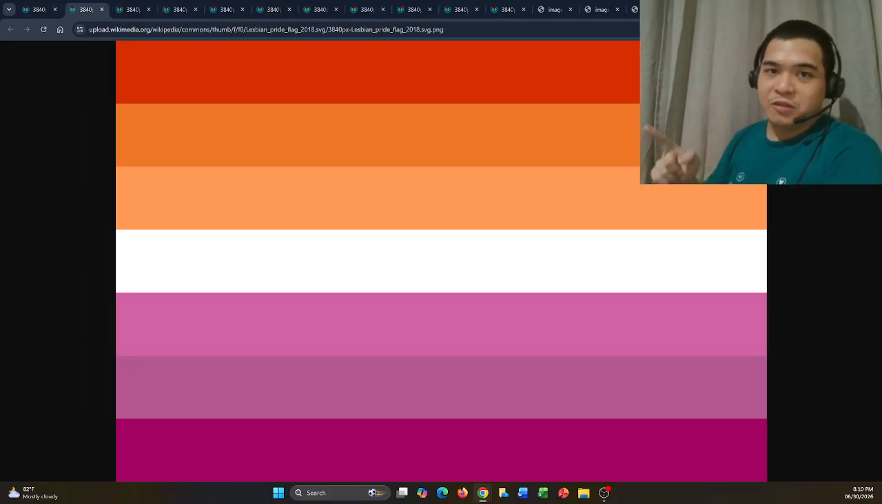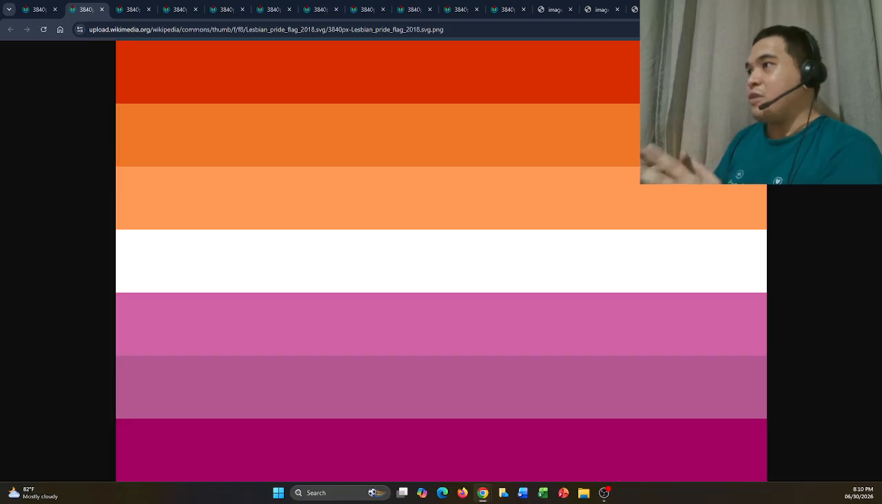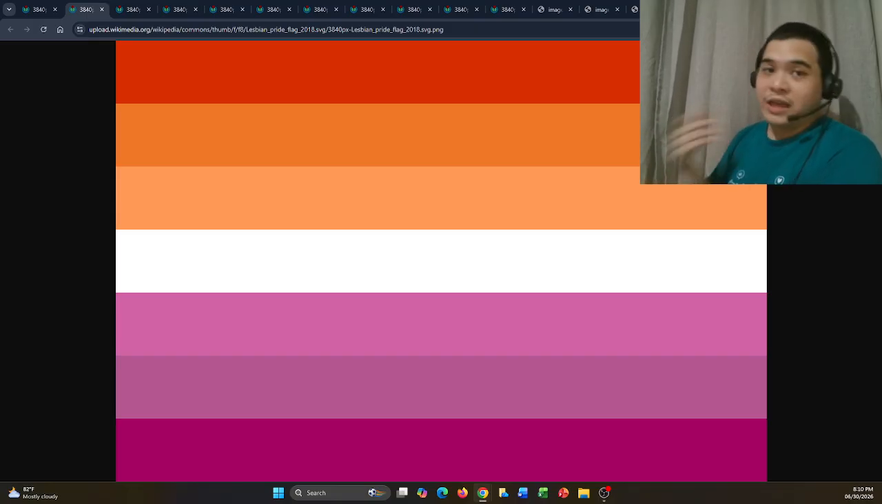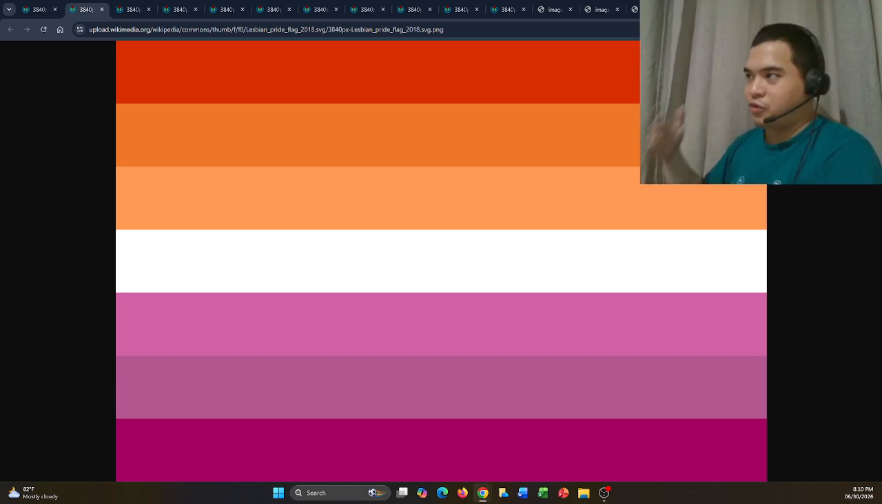This is the lesbian flag. The most common one that I see a lot when women are representing themselves as lesbians. A lesbian is a homosexual woman, a woman who falls in love with or is attracted to another woman. This flag has a lot of feminine colors.